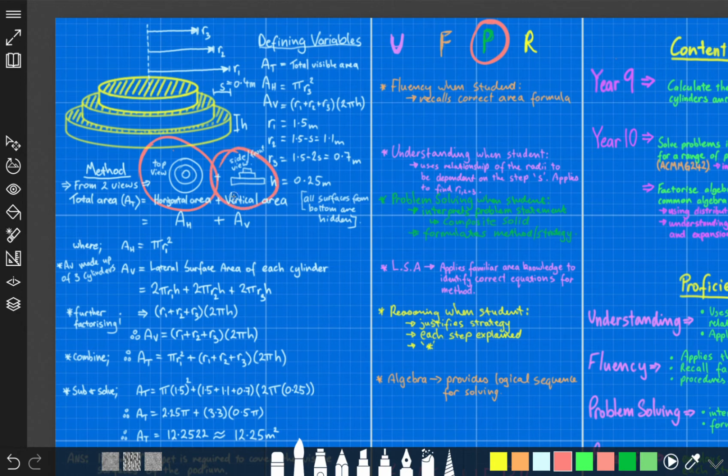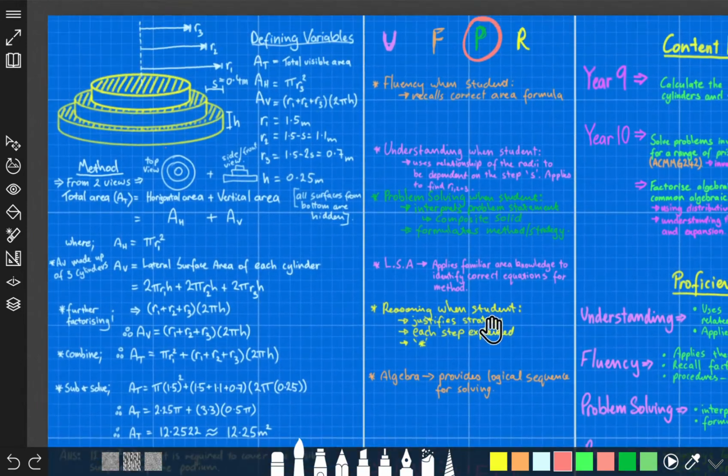And then add all the side views on there, because the main word in what they're asking for in the question is total visible area. So you don't have to count anything from the bottom. So all surfaces from the bottom are hidden. They've justified it there, which helps with a little bit of the reasoning, which we'll discuss soon. So I'll get rid of those.